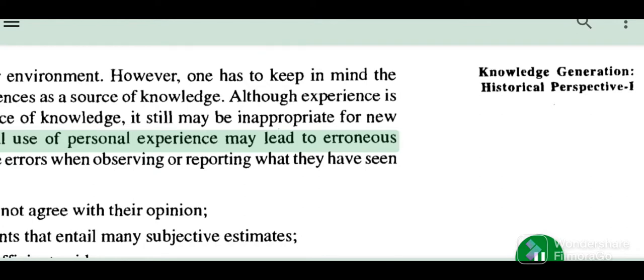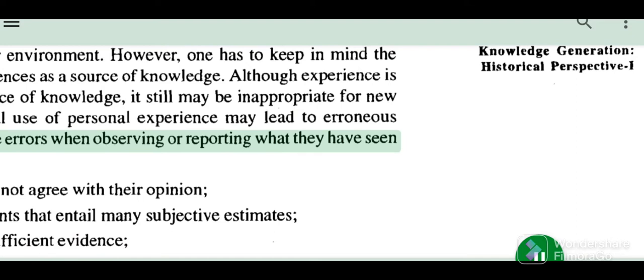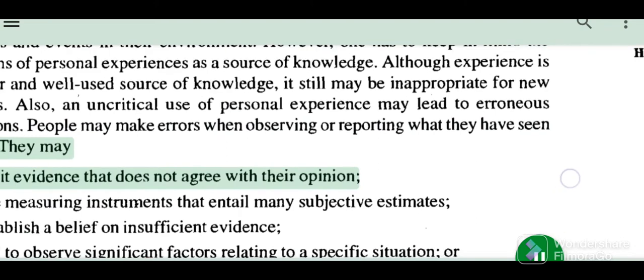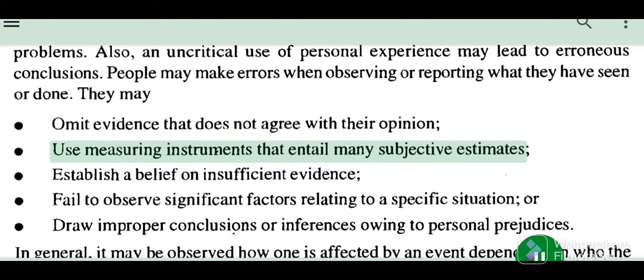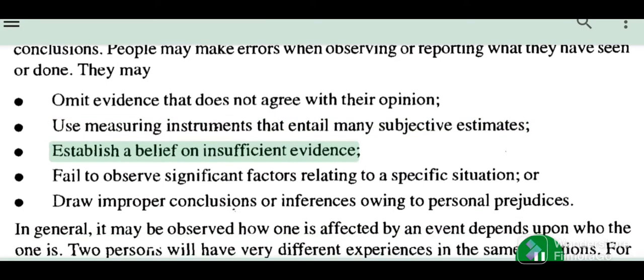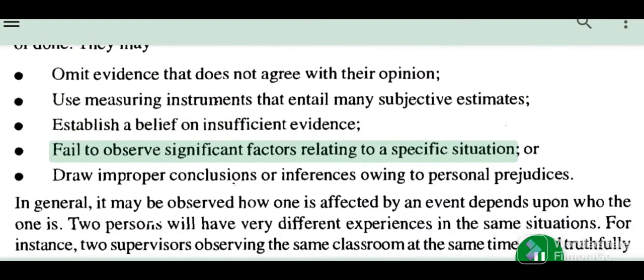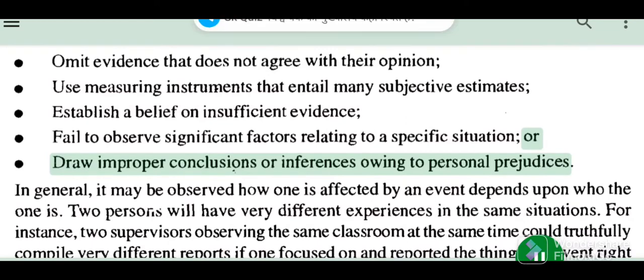Also, an uncritical use of personal experience may lead to erroneous conclusions. People may make errors when observing or reporting what they have seen or done. They may omit evidence that does not agree with their opinion, use measuring instruments that entail many subjective estimates, establish a belief on insufficient evidence, fail to observe significant factors relating to a specific situation, or draw improper conclusions or inferences owing to personal prejudices.